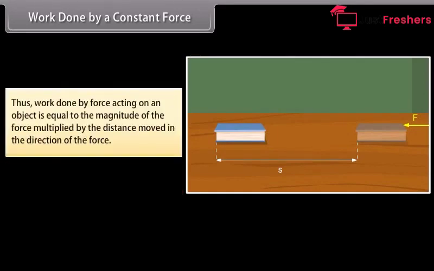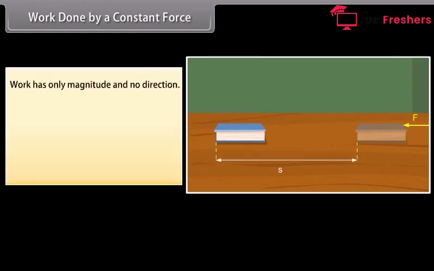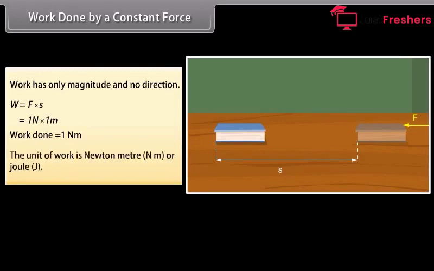Thus, work done by force acting on an object is equal to the magnitude of the force multiplied by the distance moved in the direction of the force. Work has only magnitude and no direction. If F is equal to 1 N and S is equal to 1 m, then the work done by the force will be 1 Nm. The unit of work is Newton meter or joule. Thus, 1 Newton meter or 1 joule is the amount of work done on an object when a force of 1 Newton displaces it by 1 meter along the line of action of the force.